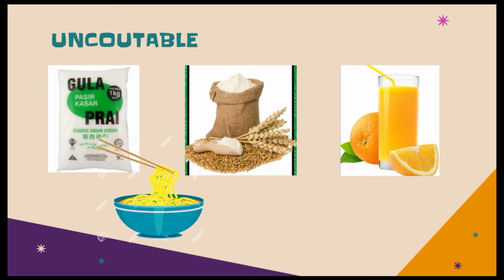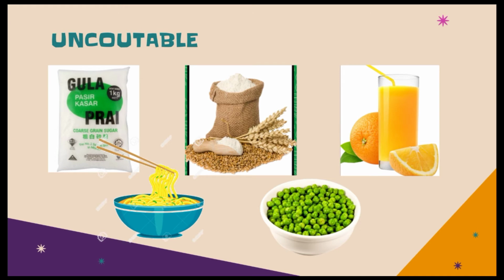Next, noodles. So noodles, kita pun tak boleh nak kira noodles. Okay, 1 noodle, 2 noodle. Satu urat tu, so kita tak boleh nak kira lah. Okay, next, peas. Kacang peas ni dia kecil-kecil kan, so tak boleh nak kira kacang peas. Alright.